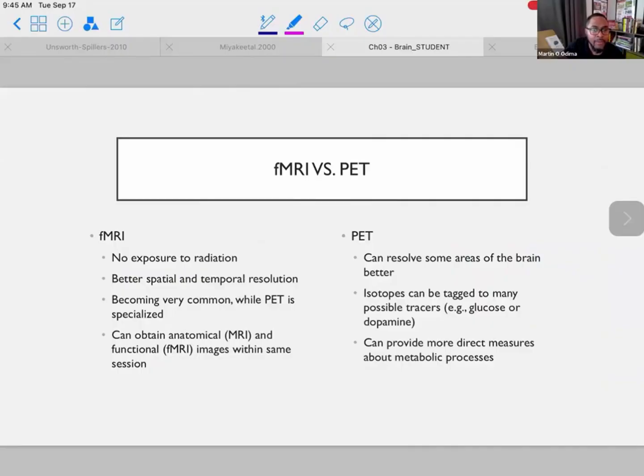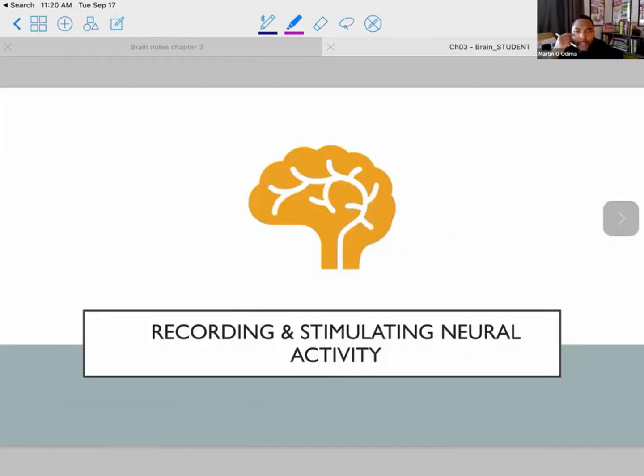It can obtain anatomical MRI and functional fMRI images within the same session. A PET scan can resolve some areas of the brain better, and these isotopes can be tagged to many possible tracers, so looking at different chemicals like glucose or dopamine, and it can provide different direct measures for metabolic processes. Okay, so let's talk about techniques like transcranial magnetic stimulation, TMS.